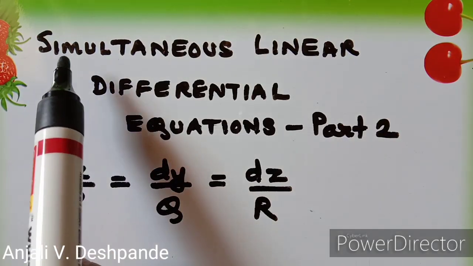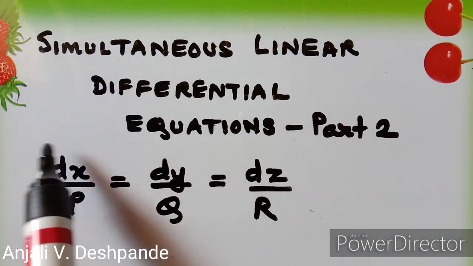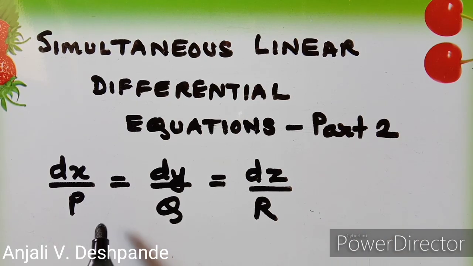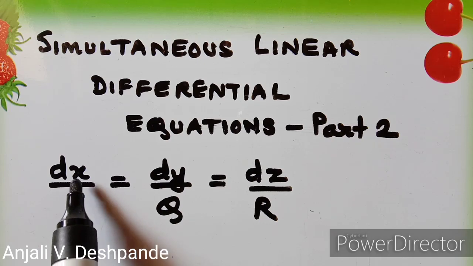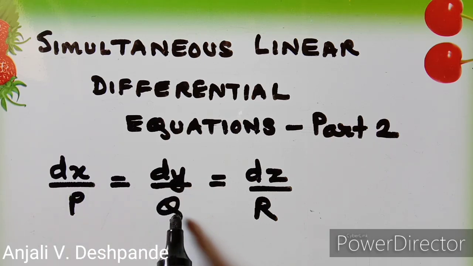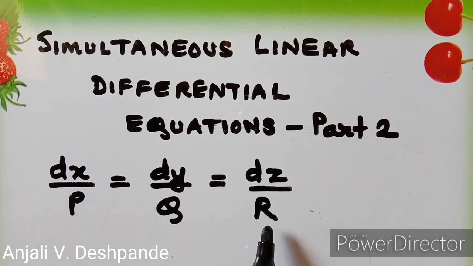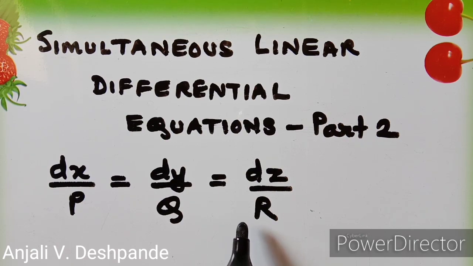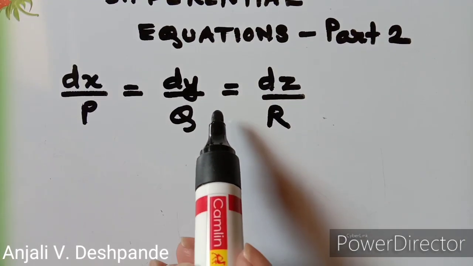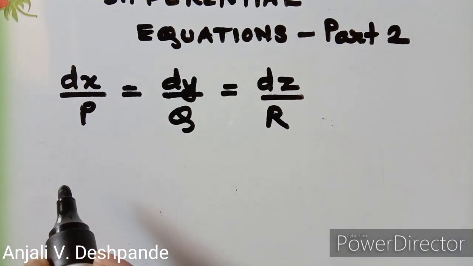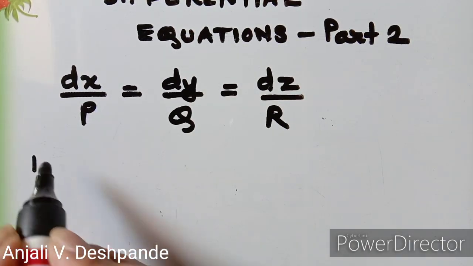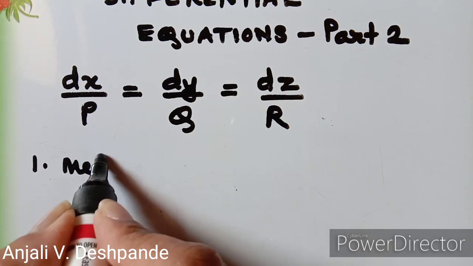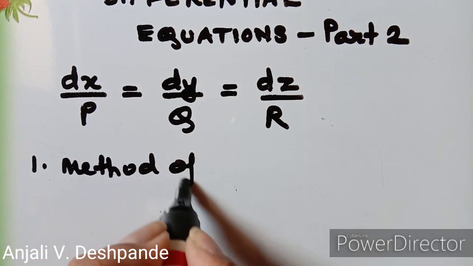So today's video is going to be about simultaneous linear differential equations, part 2. In this particular video we are going to see the simultaneous linear differential equations which are of the symmetric form. That means they are of the form dx by p is equal to dy by q is equal to dz by r. So the equations which are given in this particular form can be solved in two ways. The first way is called the method of grouping.